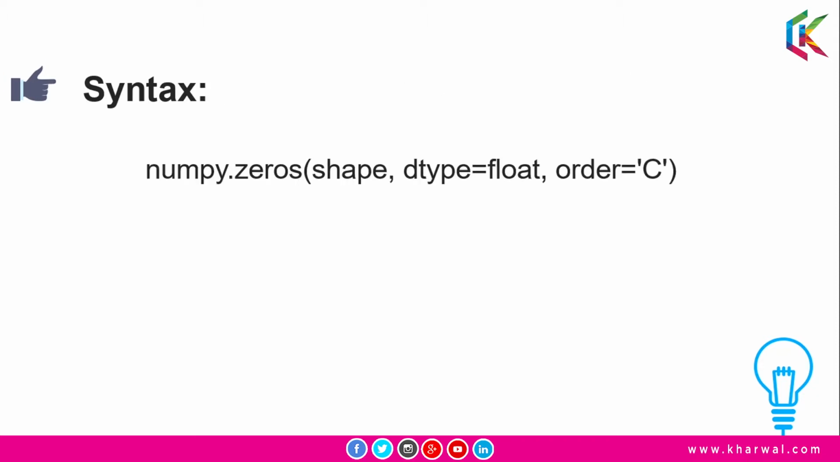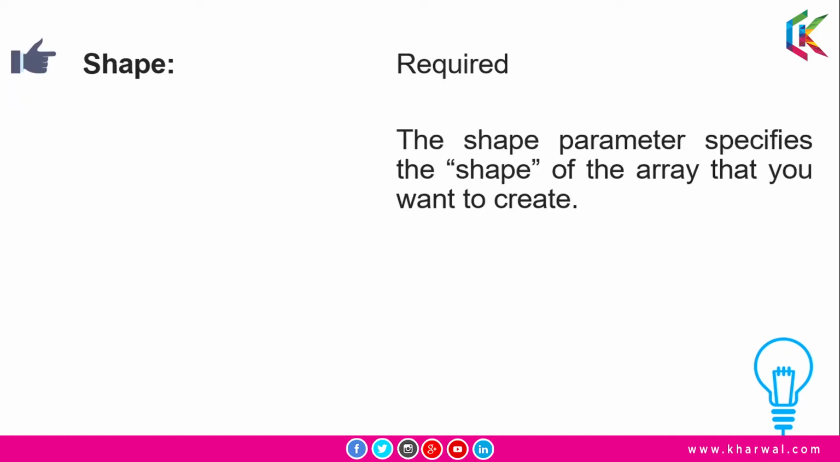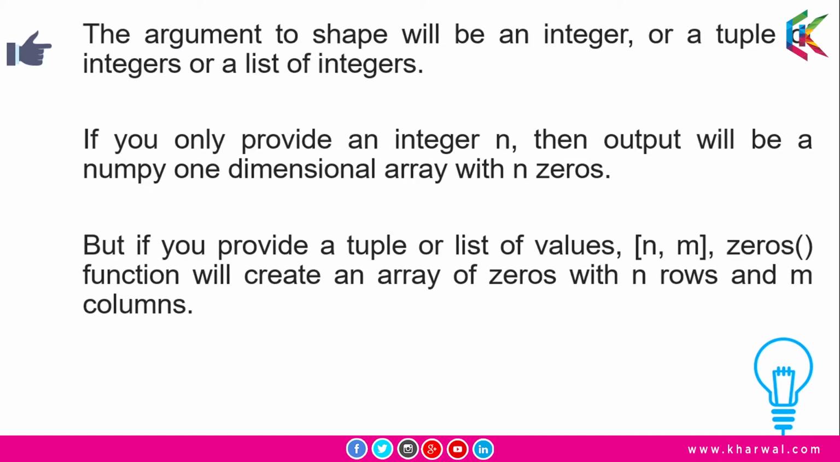So guys, there are three parameters that specify the structure of the resulting array, and these are shape, dtype and order. Let's discuss these parameters one by one. The first parameter is shape, and shape is a required parameter. It specifies the shape of the array that you want to create. The argument to shape will be an integer or a tuple of integers or a list of integers, and if you only provide an integer value n, then the output will be a numpy one-dimensional array with n zeros. But if you provide a tuple or list of values n comma m, then the zeros function will create an array of zeros with n rows and m columns.